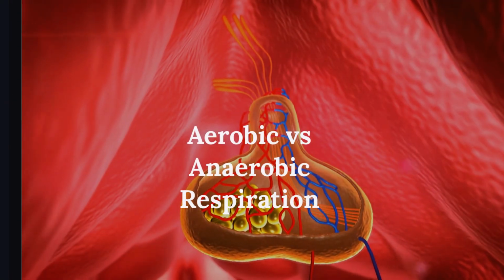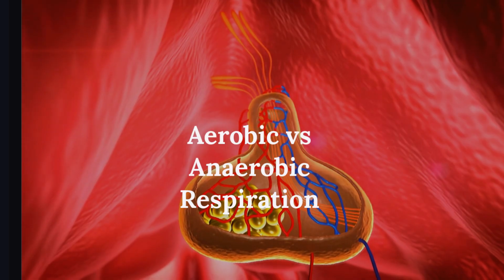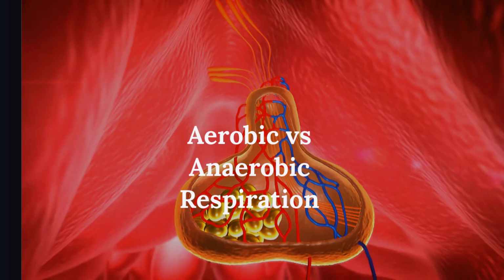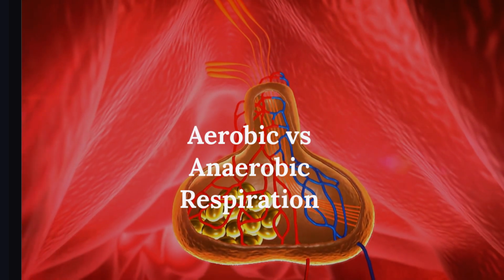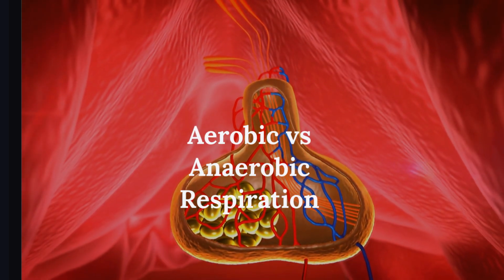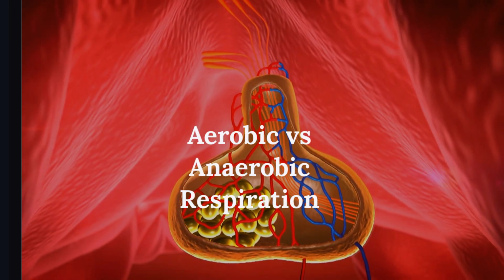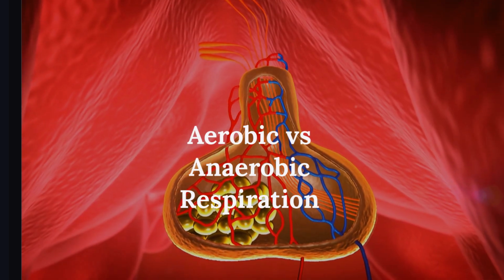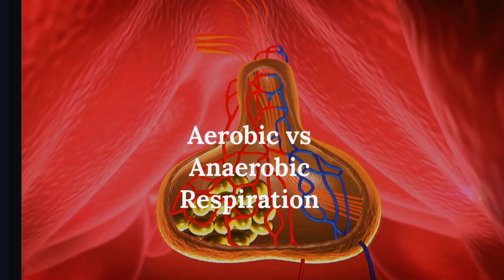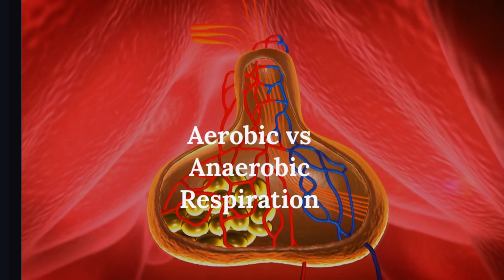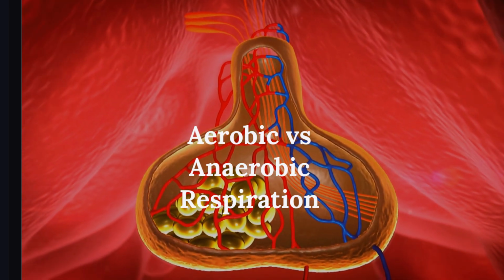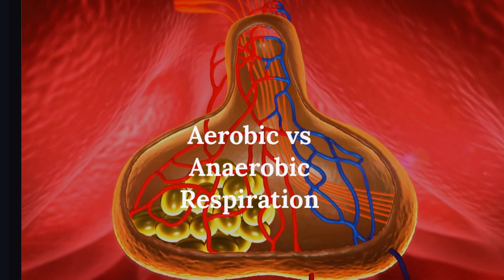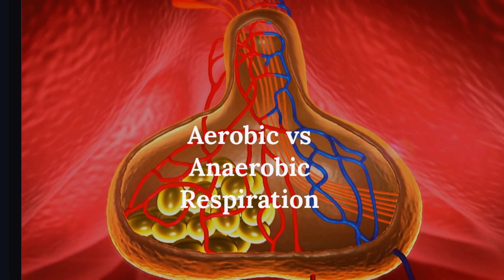There are two main types of cellular respiration: aerobic and anaerobic. Aerobic respiration occurs in the mitochondria and requires oxygen. It releases a large amount of energy, up to 36 to 38 ATP molecules per glucose. Anaerobic respiration happens without oxygen, producing only 2 ATP molecules per glucose. Both types are essential for energy production.